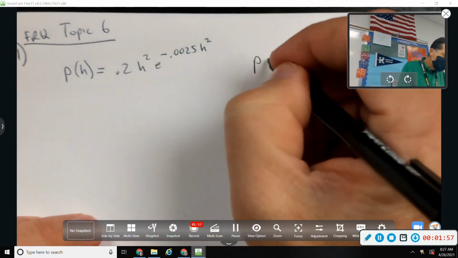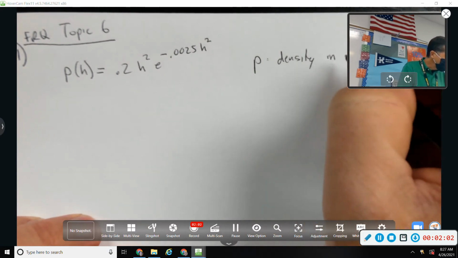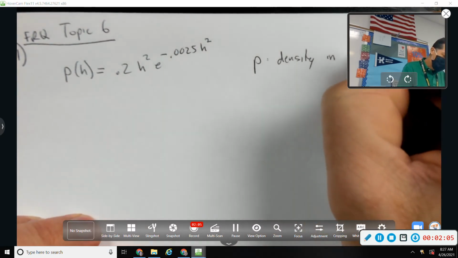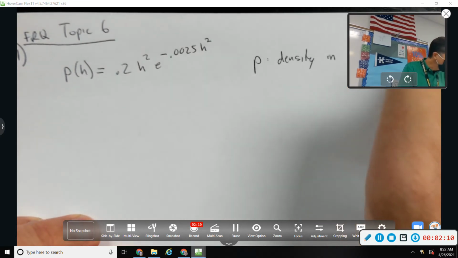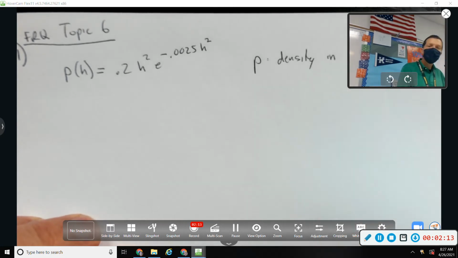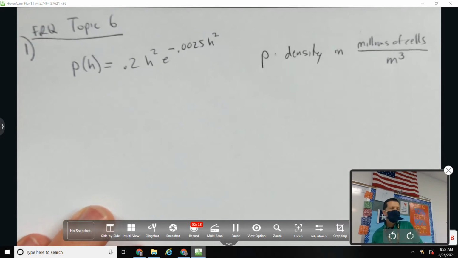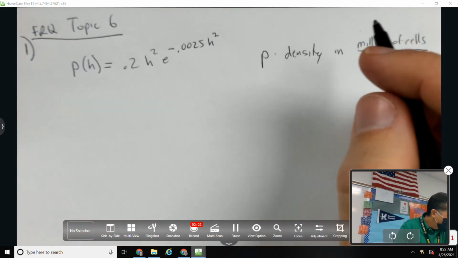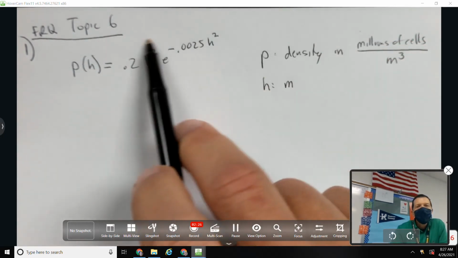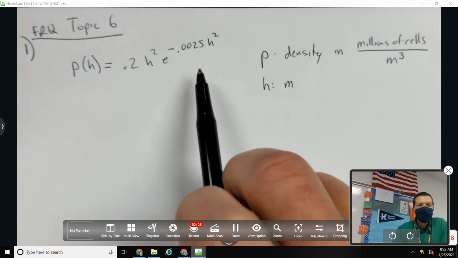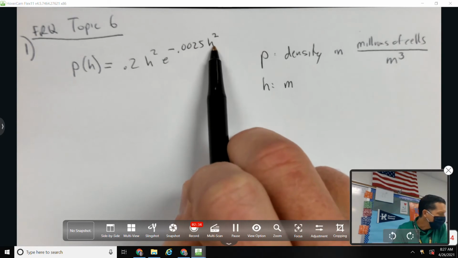where P is the density of plankton cells in millions of cells per cubic meter. So that's not a real common unit right there, millions of cells per cubic meter. And H is in meters. So we've got some formula that tells us how dense the plankton cells are based on how deep we are in the ocean or the sea.